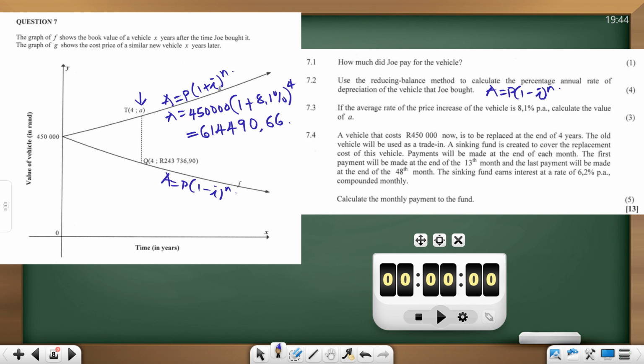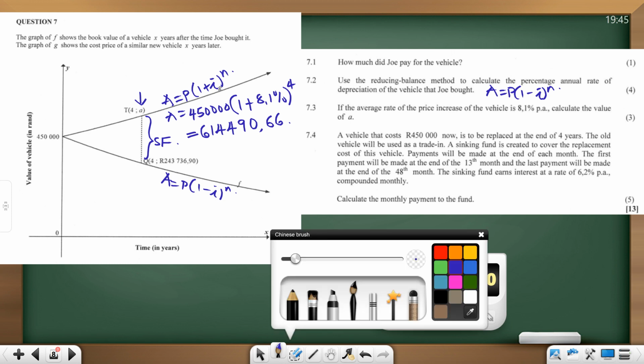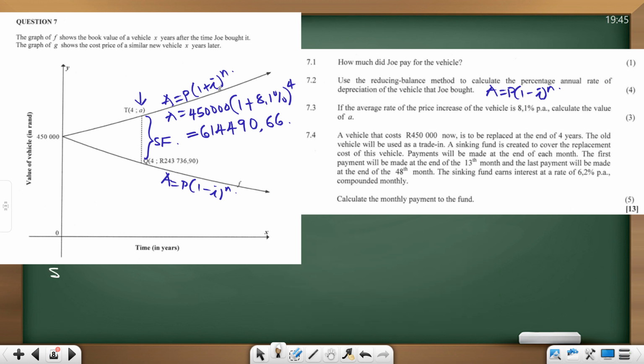A vehicle that costs 450,000 now is to be replaced at the end of 4 years. The old vehicle will be used as a trade-in. A sinking fund is created. We spoke about sinking fund. Growth minus what? Decay. Guys, the difference here is your sinking fund. That's where your sinking fund is: the growth value minus the decay value.